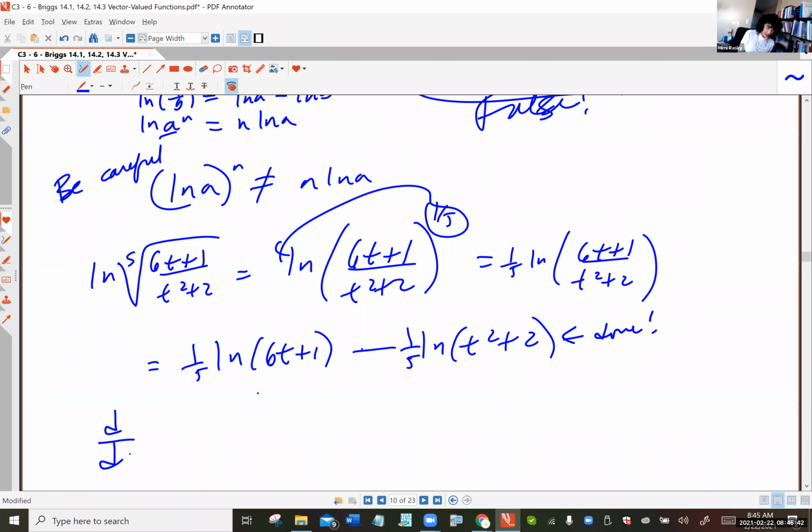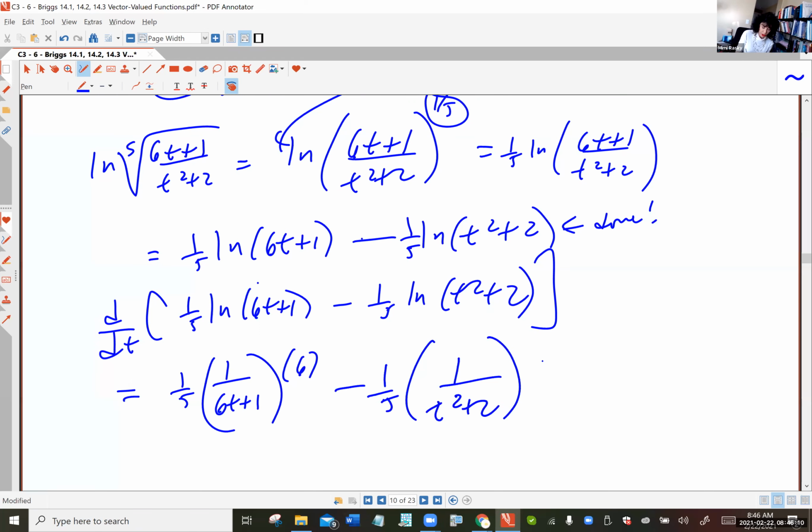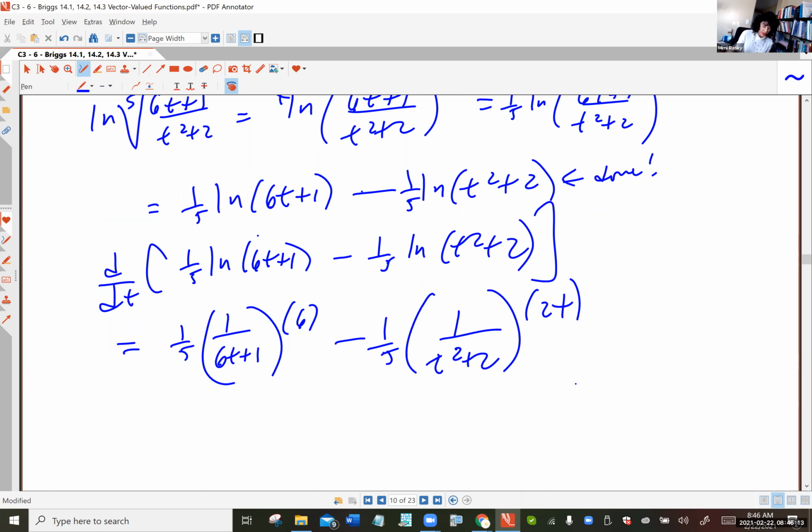Well, now you can take the derivative of this, and it's going to be so much nicer and easier than trying to take the derivative of that original log. It is equivalent, pretty much. So now you can use your knowledge of taking derivatives of logs. So this is going to be 1/5 times 1 over 6t plus 1 times the derivative of 6t plus 1, which is 6, minus 1/5 times 1 over t squared plus 2 times the derivative of t squared plus 2. And then we can clean this up a little bit and simplify, and by the way, on the bottom, don't distribute the 5.